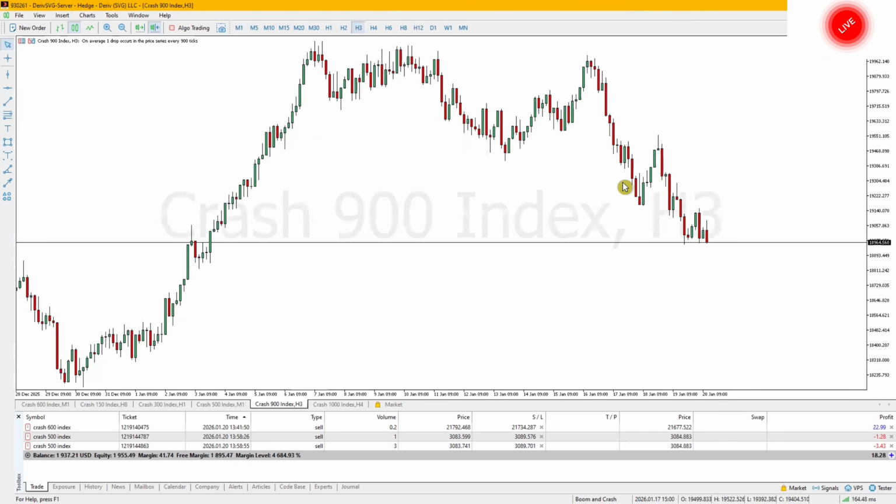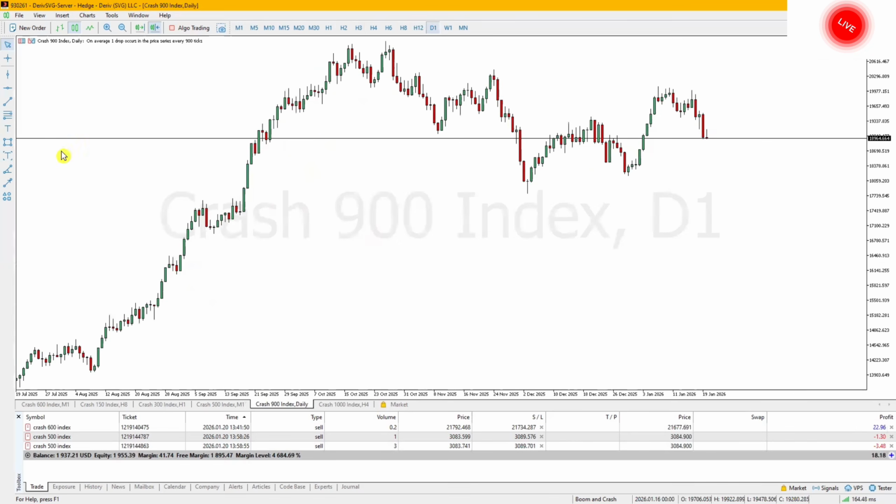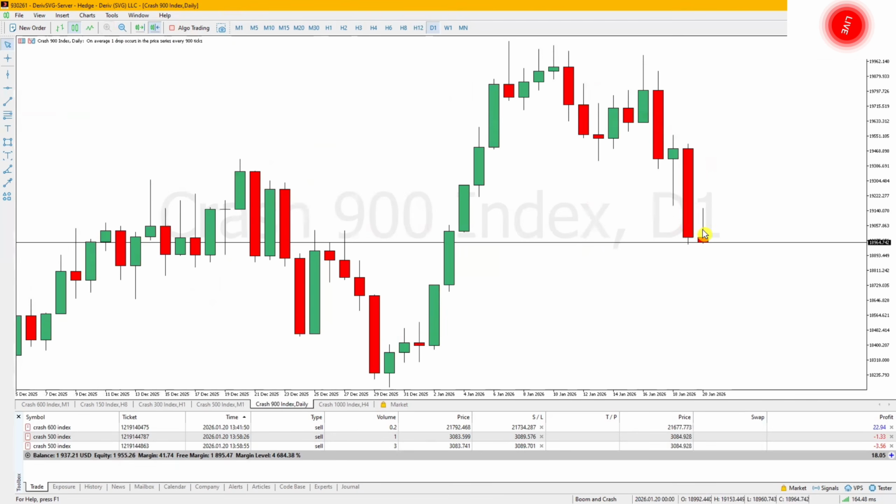So maybe let's look at a different case. Let's look at Crash 900 there. Maybe we see. So remember what I said? We're starting from daily. So identify the daily candle. You can see this is not going up. This is going down. So I'm not interested in this.